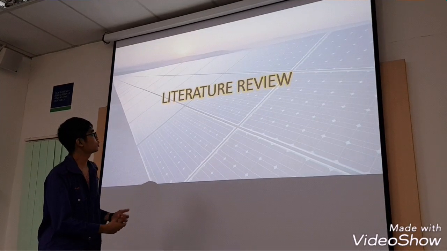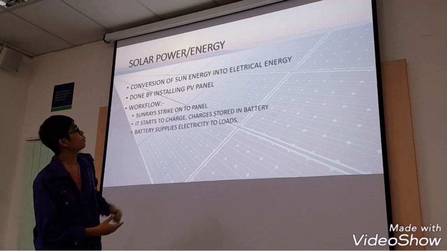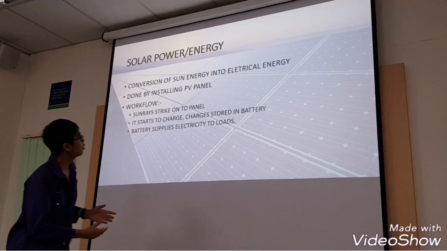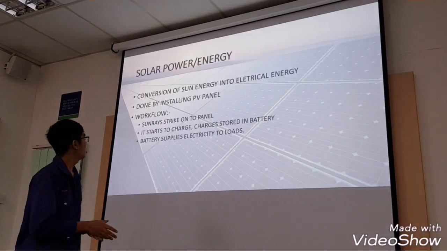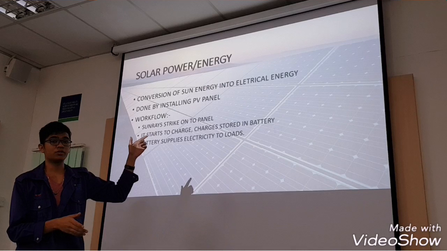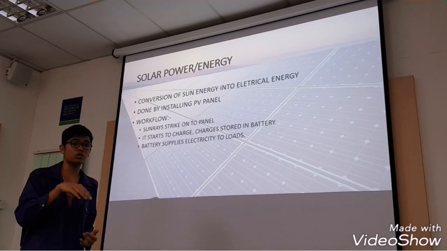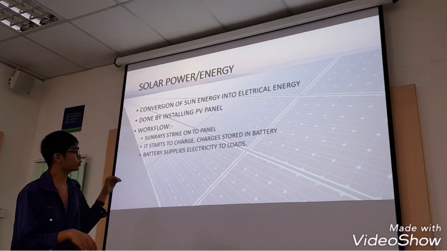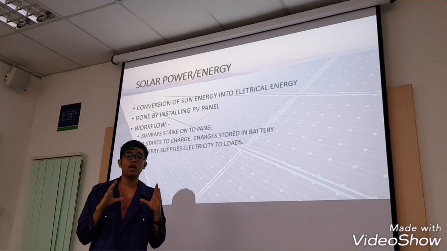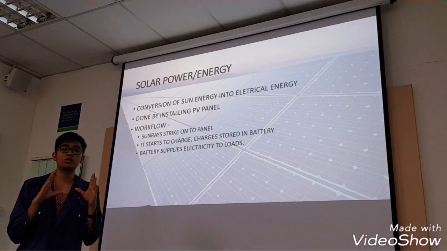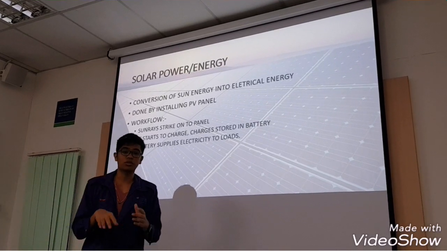So now I will proceed to the literature review and some content. First of all, solar power or solar energy. Solar power is the conversion of sunlight into electricity, and it is done by installing a PV panel. Here, how does it work? When sunlight strikes the solar panel, it starts to charge, and the charges are stored in the battery. And how does the battery work? The battery works by supplying the electricity load as well as storing the charges.